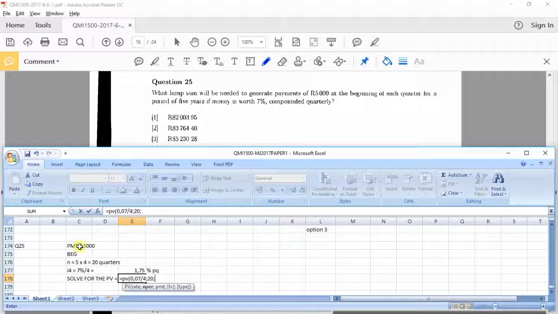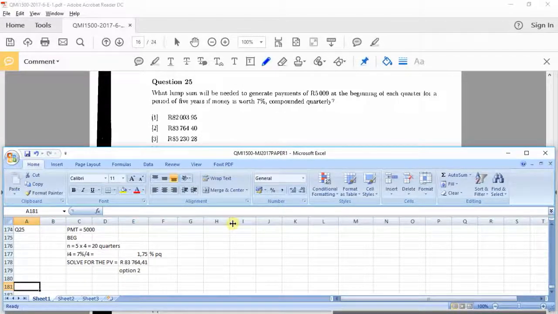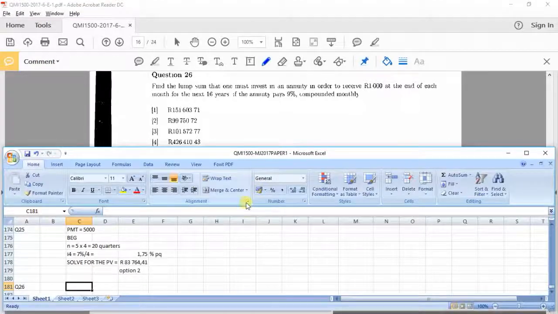So solve for the PV equals PV, open brackets. What is the rate? The rate is 0.07 divided by 4. N was 20 quarters. The payments were minus 5,000. Solve for the PV: 83,764.41. Option 2. Make sense? Yeah. Okay.